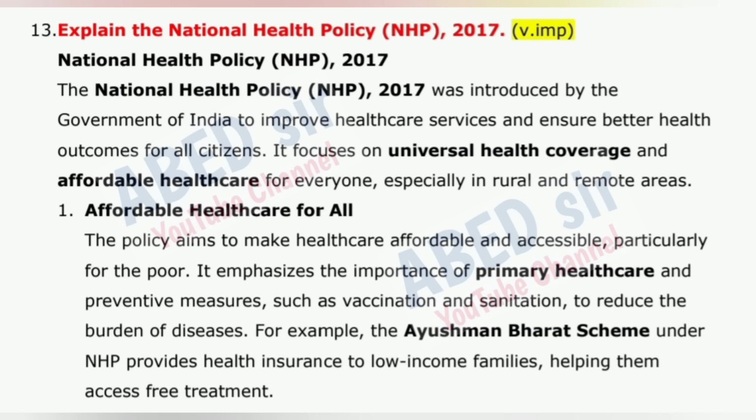1. Affordable health care for all. The policy aims to make healthcare affordable and accessible, particularly for the poor. It emphasizes the importance of primary health care and preventive measures, such as vaccination and sanitation, to reduce the burden of diseases. For example, the Ayushman Bharat scheme under NHP provides health insurance to low-income families, helping them access free treatment.